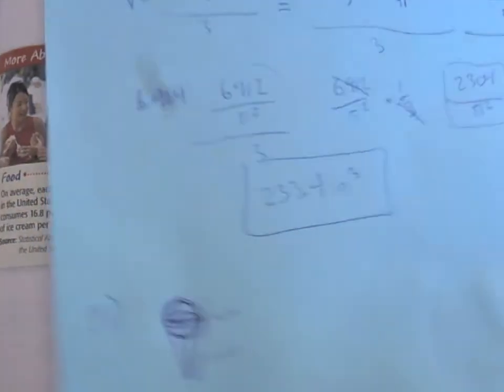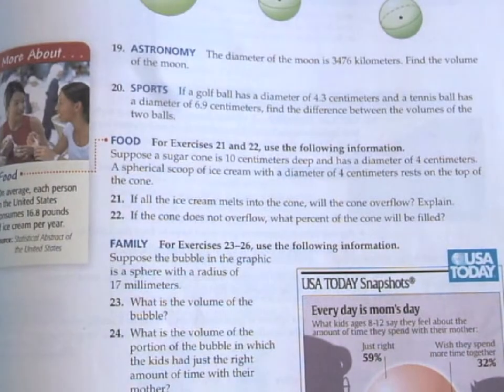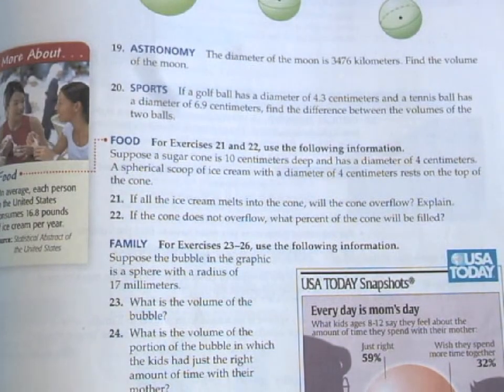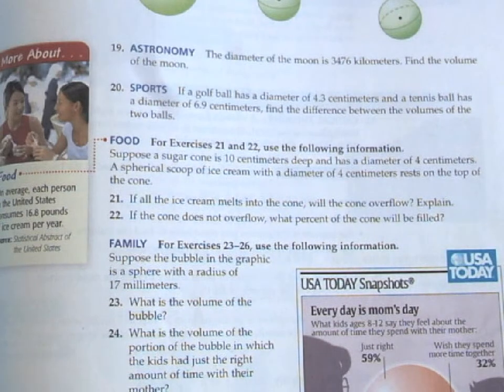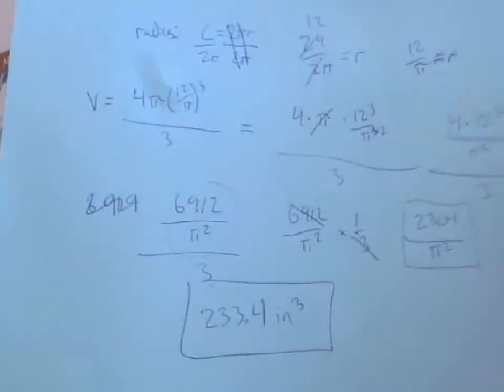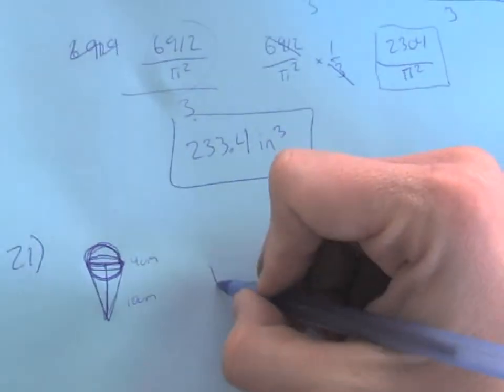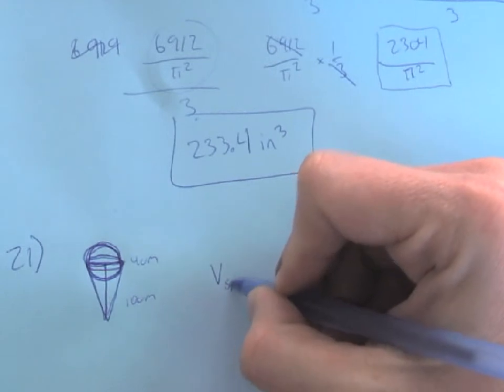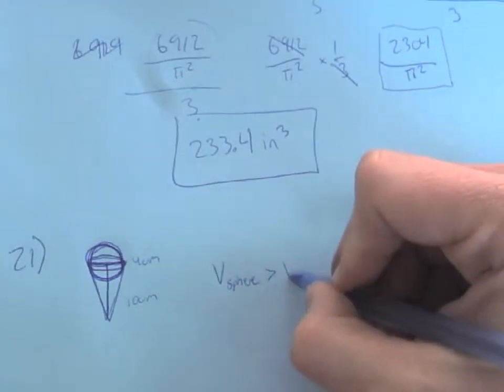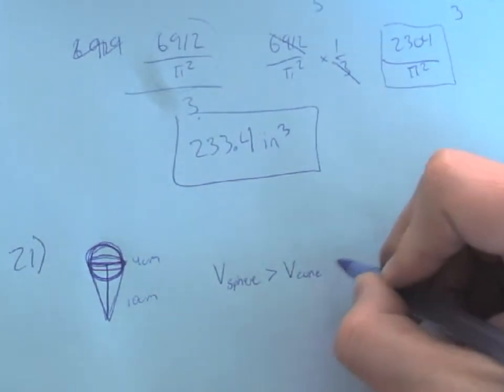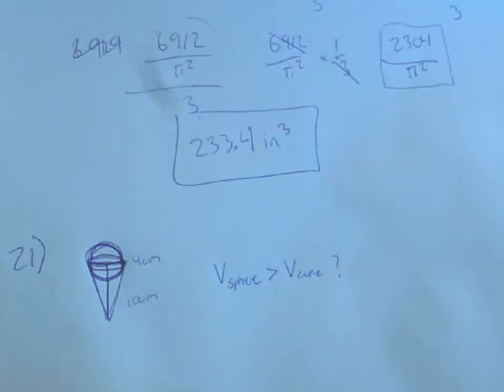Okay? The question is, if all the ice cream melts into the cone, will the cone overflow? So basically the idea is, is the volume of the ice cream bigger than the volume of the cone? And if it is, then it's going to overflow. So let's, again, write down the basic idea to start with. So is V sphere greater than V cone? If that is a true statement, then we're going to be overflowing.